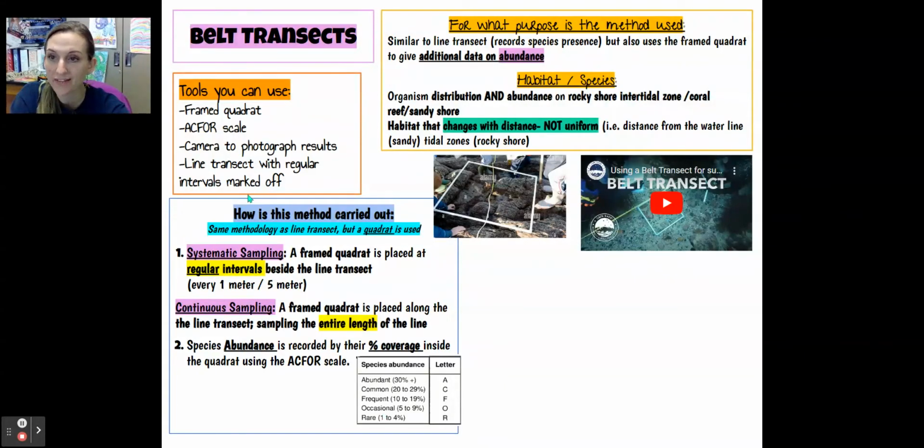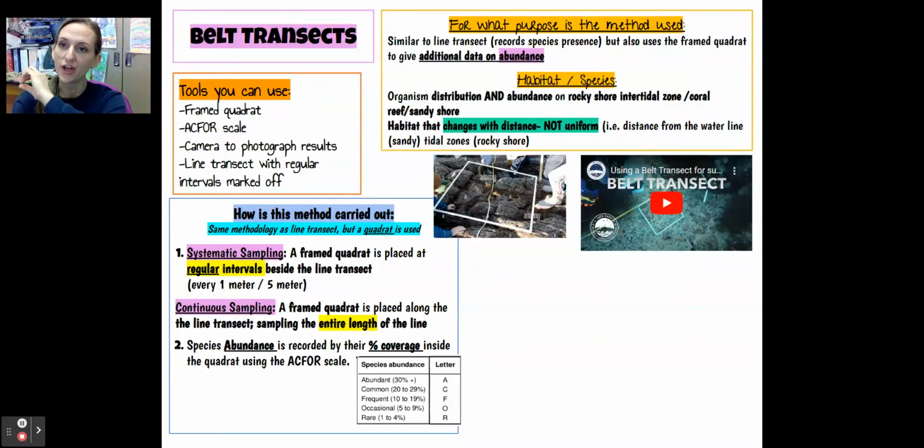How do you carry this out? It's very similar to the line transect. We're just adding in now the quadrat. We use the quadrat for random sampling. Systematic sampling: a framed quadrat is placed at regular intervals beside the line transect. And again, whatever you want to sample, is it every meter? Is it every half meter?